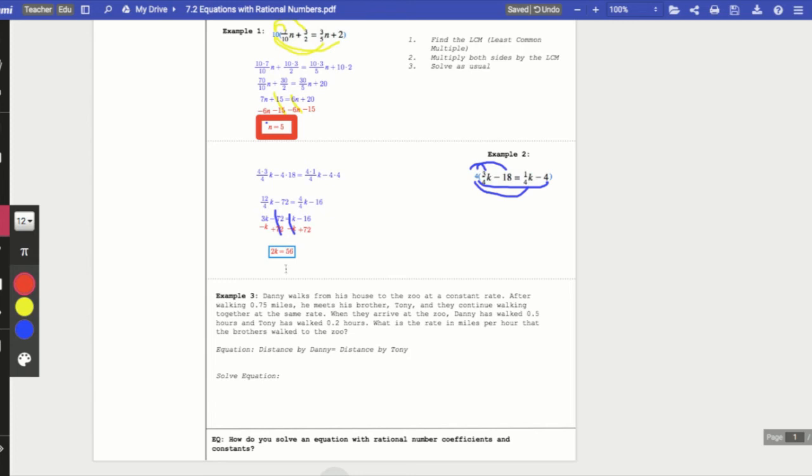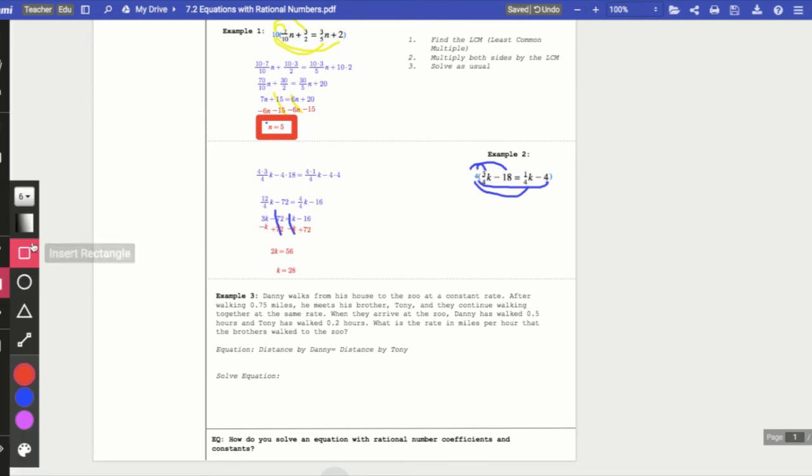Okay. And then now we just have to do our last step, divide by 2. And when I divide by 2, k equals 28. 28 times 2 is 56. So our answer is k equals 28.